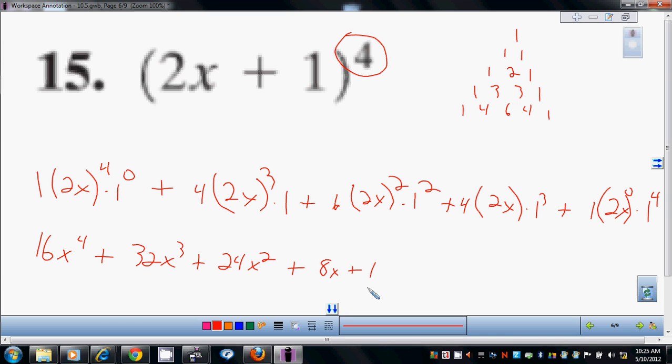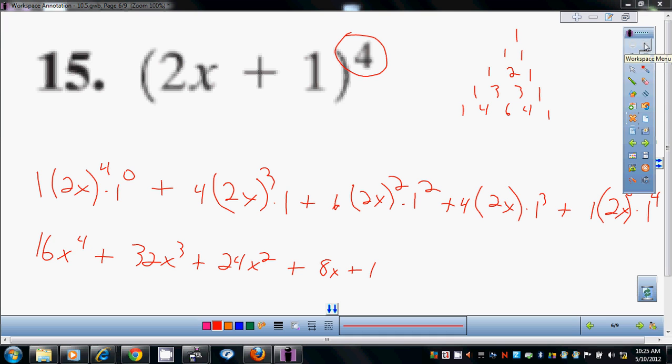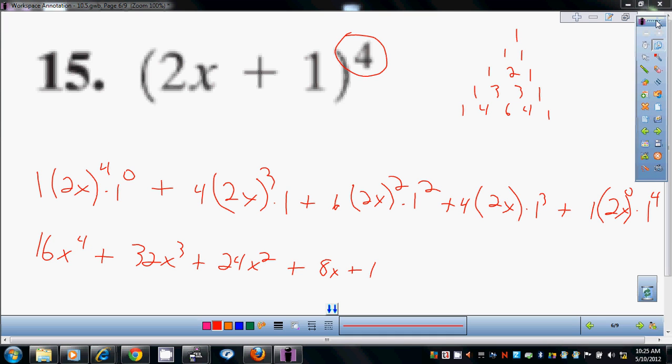Essentially when you have a minus 1, you can do everything the same, just remember your signs are going to change, because a negative raised to a power is going to go positive, negative, positive, negative. They're going to alternate. It's going to go negative, positive, negative, positive. I'll show you an example of that right now.